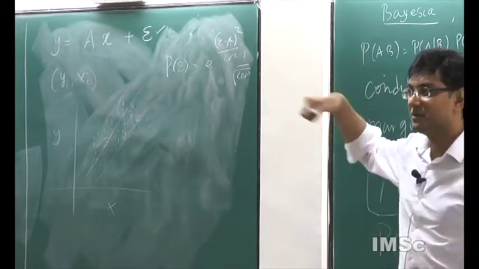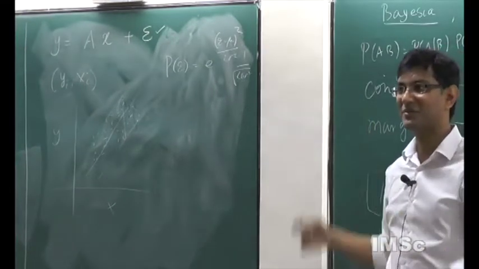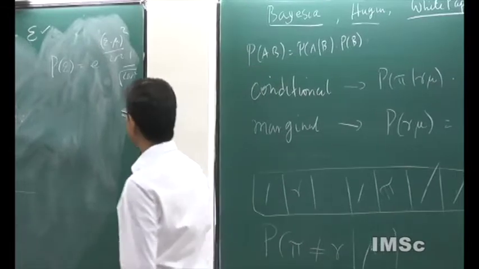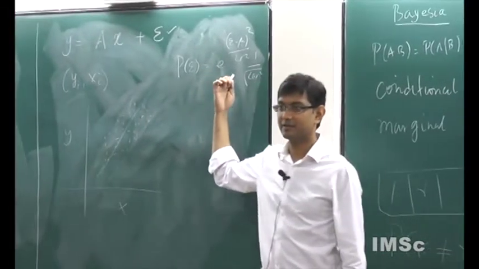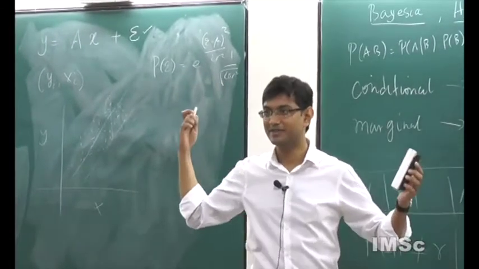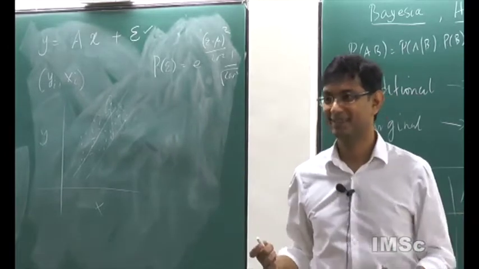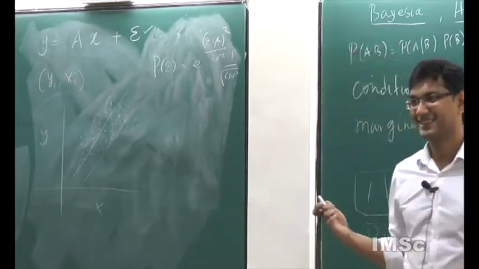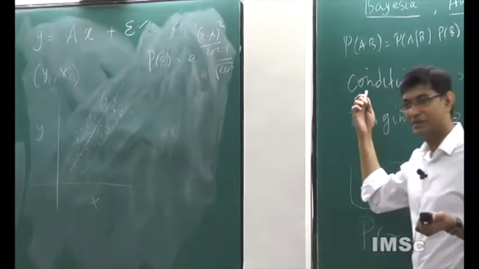Is this the only distribution which will satisfy? So again, just like I'm asking, why do I take squares, what is so fundamental about squares? I'm similarly asking, what is so fundamental about the normal distribution? Why is it even called the normal distribution? What is normal about it? So are there abnormal distributions? So what is so important about the normal distribution?